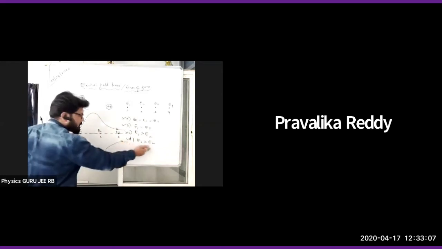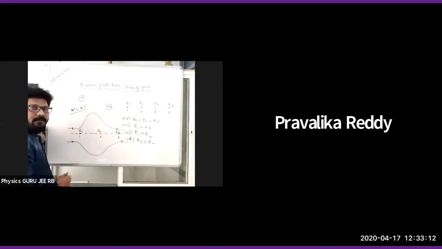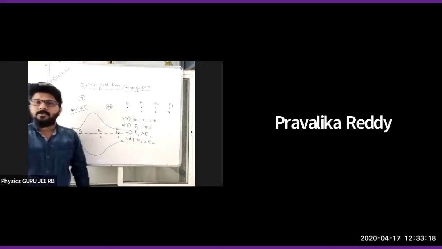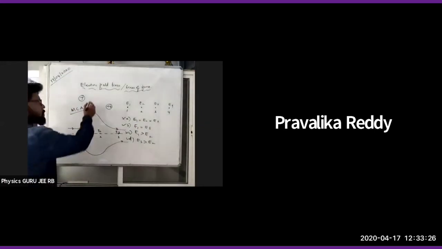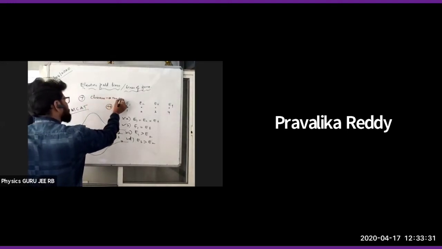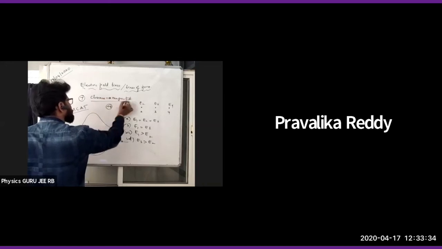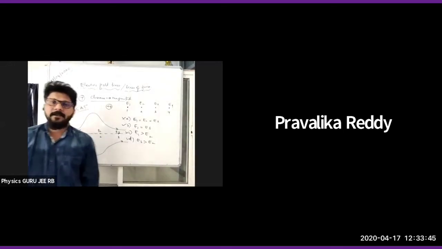Next, E3 is greater than E2 because this is very close and this is away from that one. E1, E2, E3 all equal is wrong. Is it clear? So what is the point that you have to write here? The relative closeness of field lines. Closeness will give the magnitudes. More closeness, more electric field. Is it clear? Seventh one is more closeness, more electric field.